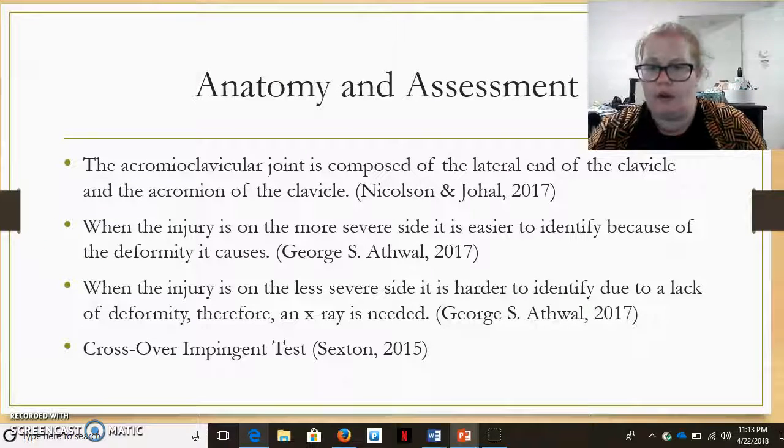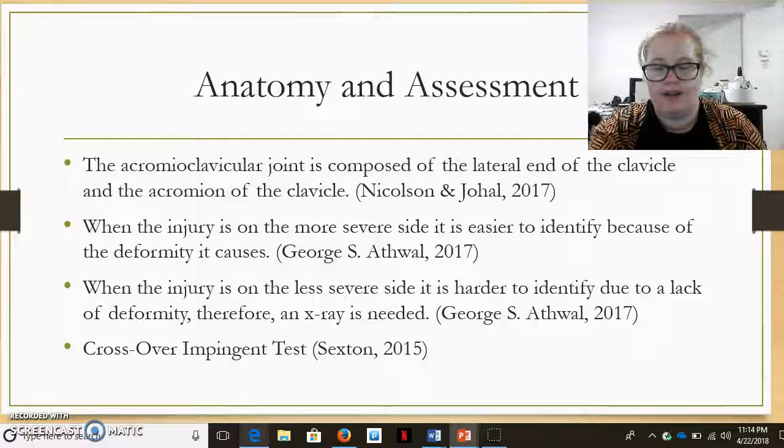The acromioclavicular joint is made up of the lateral end of the clavicle and the acromion of the scapula. When the injury is on the more severe side, it is easy to identify because of the deformity it causes. You can easily see that there's a deformity. When the injury is on the less severe side, it is very hard to identify. That's a bad thing, but if they can't identify it right away, then you're pretty much good. But an x-ray is needed.